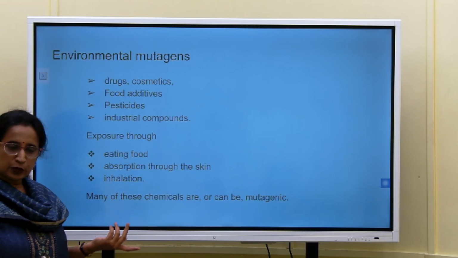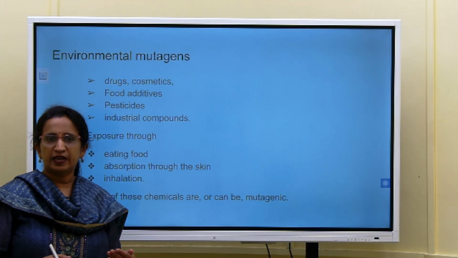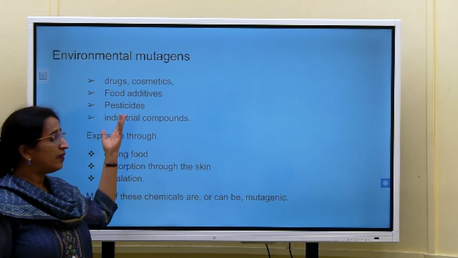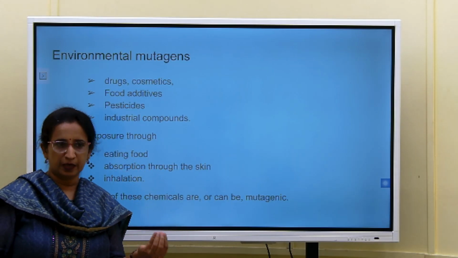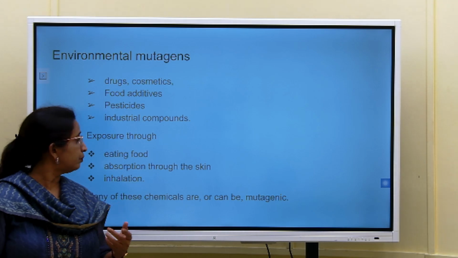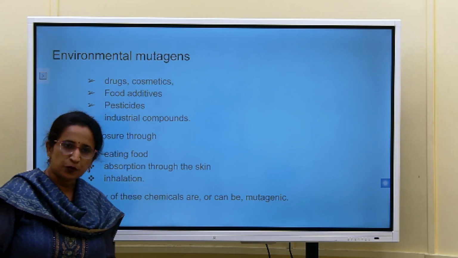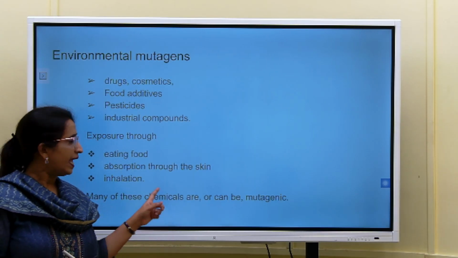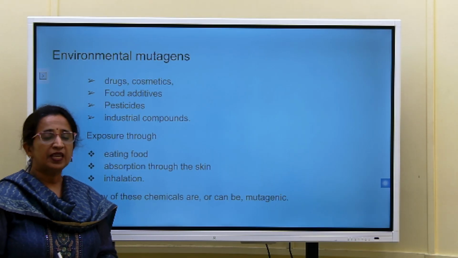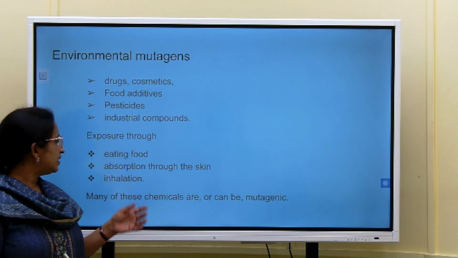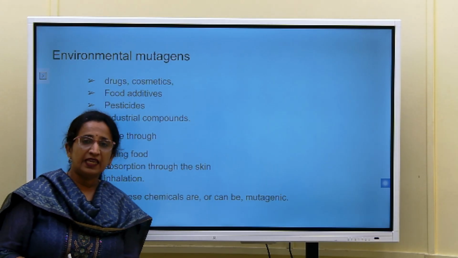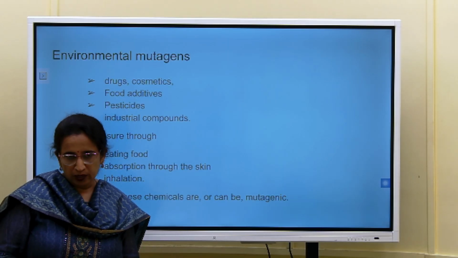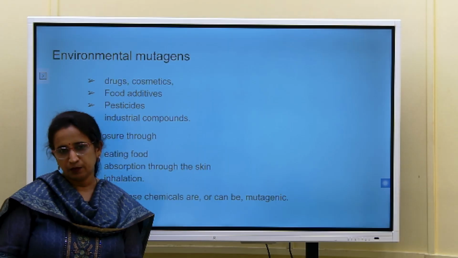And we can be exposed to these kinds of chemicals in a variety of ways. One is through ingesting food. For example, if you are having food additives which contain these kinds of chemicals, obviously you are going to ingest them. Second is through absorption through the skin. Some of them can get directly absorbed through the skin. And third, they may enter your body by inhalation. Now, many of these chemicals can be mutagenic. So that is where we come to our topic, that is, how can we detect these mutagens.